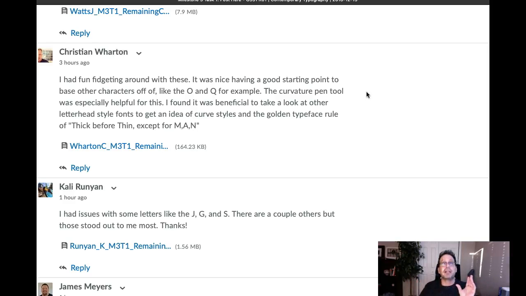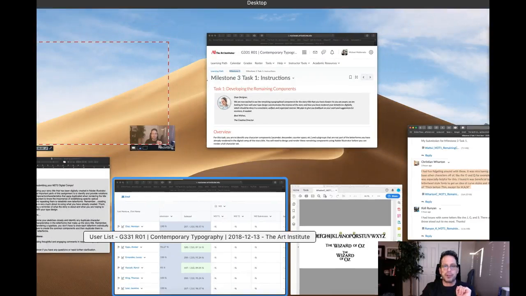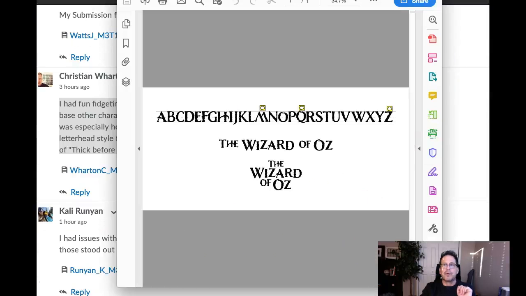As a matter of fact, it is encouraged in design to do as much visual research as you can. It's great that you can get inspiration from looking at other things, but as long as we don't copy, it's all good, right? So that's fantastic. Great post. Good job. Thank you. Let's jump over to your letter forms.